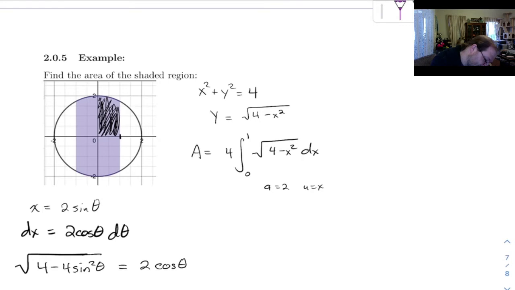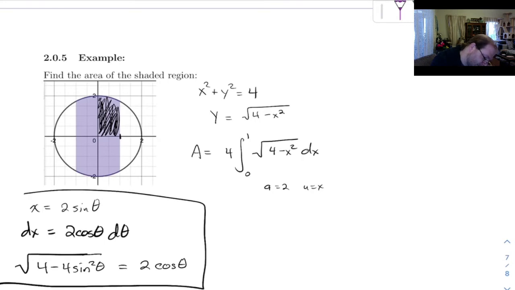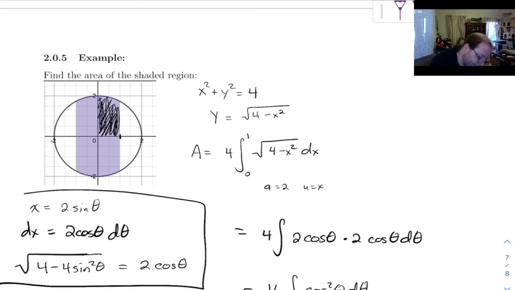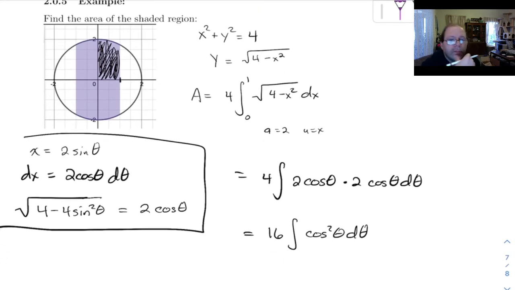All right, so my integral becomes 4 integral, let's see, that becomes 2 cosine theta for the radical. The dx is another 2 cosine theta d theta. So we're left with, let's see, 4 times 2 times 2 is 16 integral of cosine squared theta d theta.